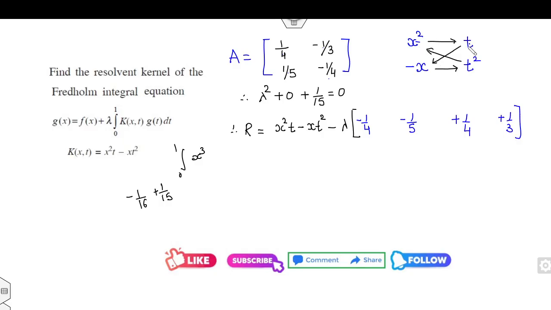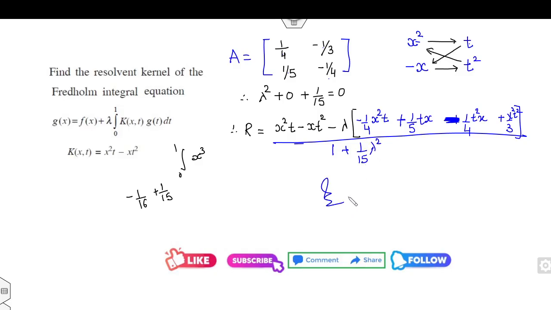So start from this x², t, then minus of tx, minus minus plus, then minus of t², so its number is negative, minus t²x, and this number is positive, that is x² t², divided by 1 plus 1/15 into lambda square, is the required resolvent kernel of this problem.